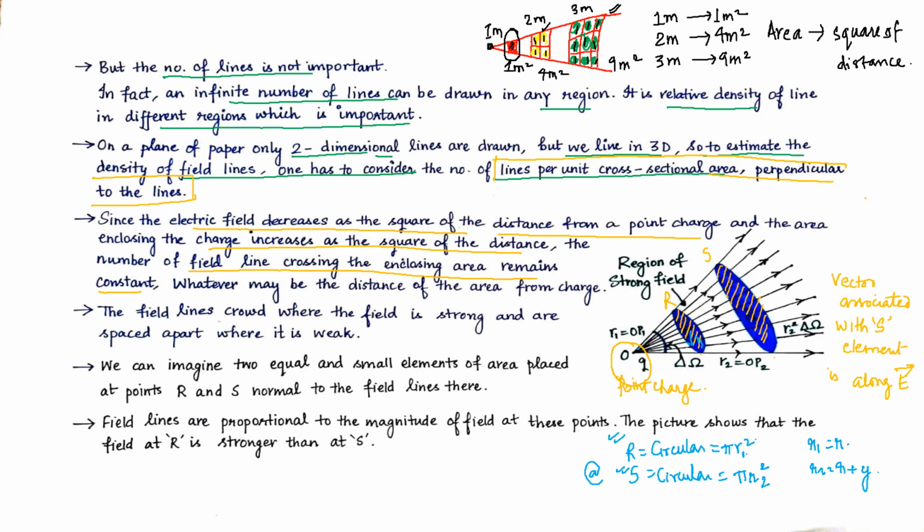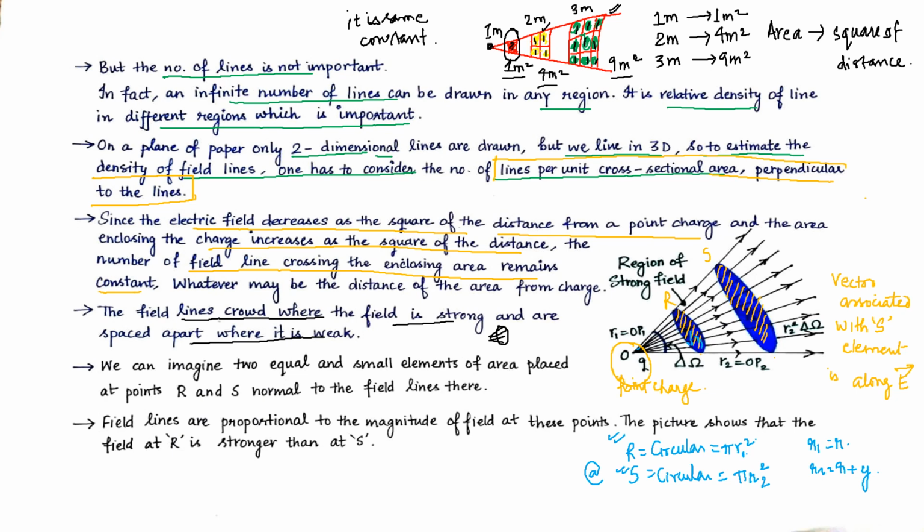So when we compare the number of field lines for 1 meter square, 4 meter square and 9 meter square, it is the same. It is constant. It is not that the area increasing implies the number of field lines passing through it also increases. No. Hope the statement is clear. The field lines crowd where the field is strong and are spaced apart where it is weak. Wherever you see a crowd of field lines, we can conclude the field is stronger there.